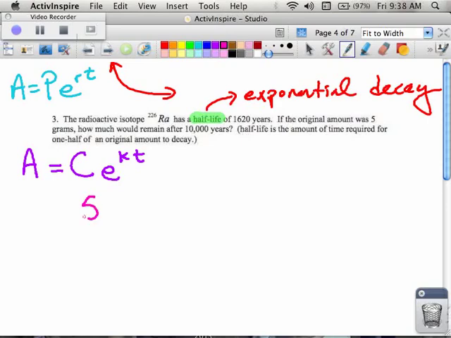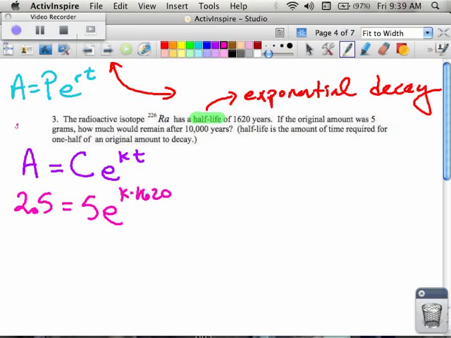So based on what they told me in the sentence, something I know is, if I start out with 5 grams, then after 1,620 years, I will end up with half of that, which would be 2.5 grams. And I can't forget that I also have an e here and a k.